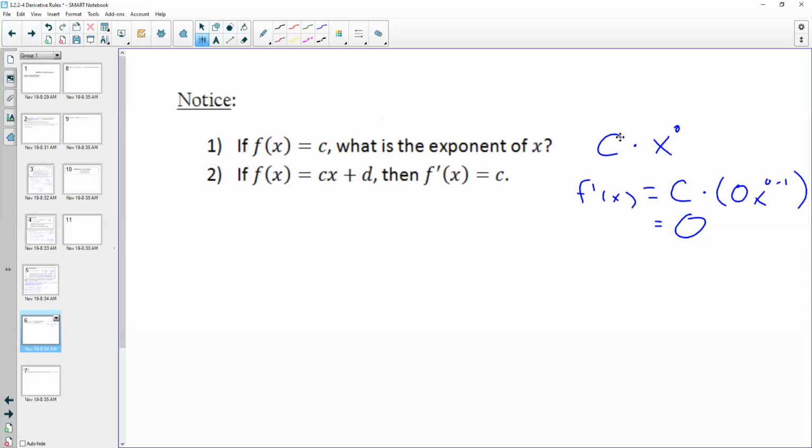If f of x is equal to cx plus d, so if there is only a one exponent on that x, then the derivative of that function is going to be c.